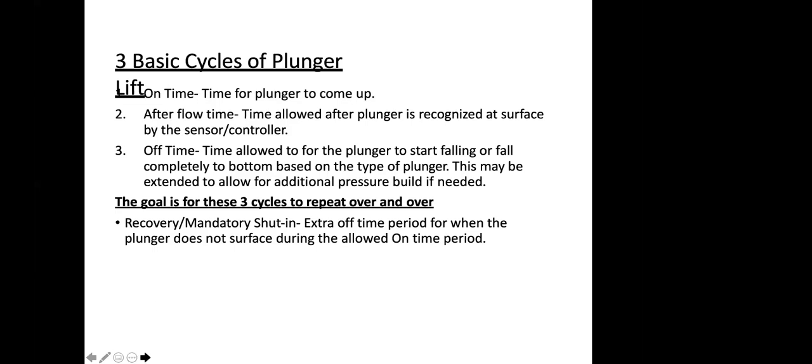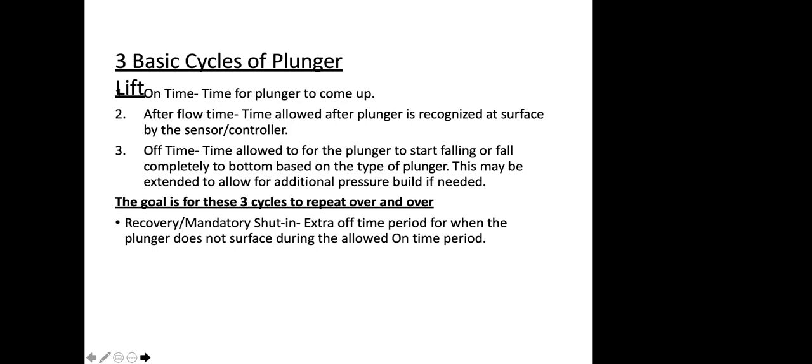The off time is time allowed either for the plunger to start falling to bottom, and we're talking about bypass plungers, and we'll get into more details on those, or to get that plunger completely to bottom if we're talking about a conventional plunger like a dual pad or a brush or a bar stock plunger. So that's the time to get the plunger either started to bottom or get the plunger to bottom. So these are the three basic cycles.